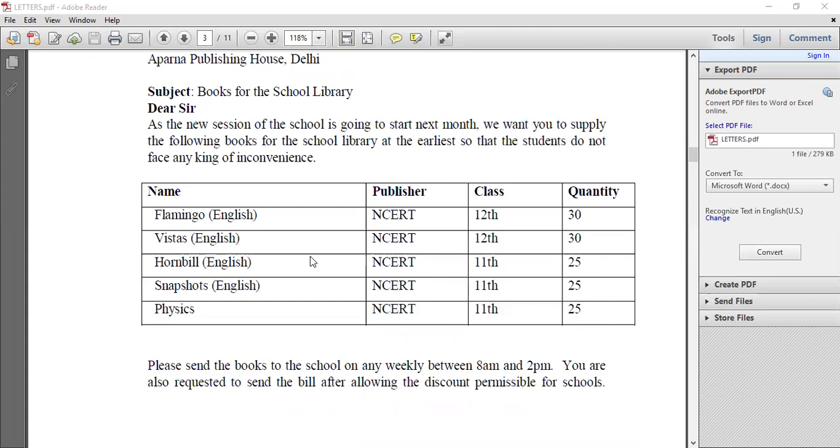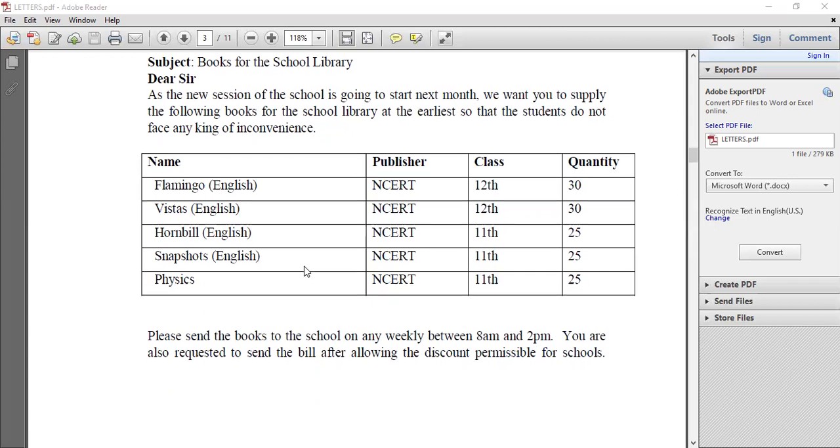So after that, you need to make a table column. You need to prepare a box, inside which you have to mention the name of the books, and then publisher, and of course the class or standard you need to mention, and the quantity also. If anything, you can also add. You understand, you have the rights. You have all rights to write all those things, include all those things.